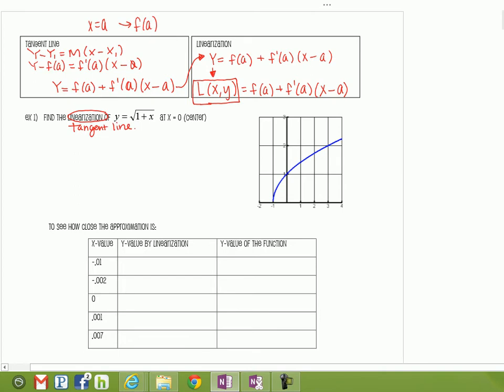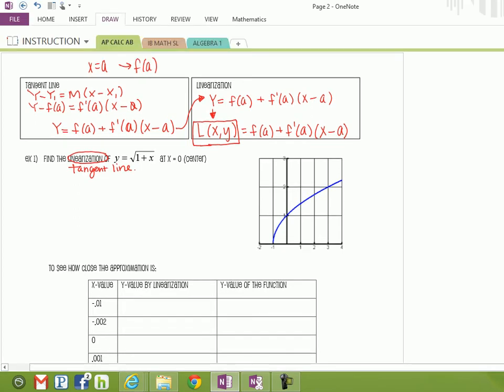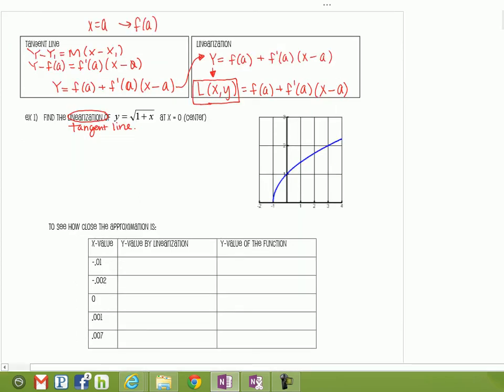What does that mean? It means just find the tangent line. Alright, so the tangent line says I need y of 0, centered at 0. y of 0 is equal to 1 plus 0, which is 1. y prime of x, chain rule, there's your power. Leave the inside alone, times the derivative of the inside. y prime of 0 is equal to 1 over 2 root of 1 plus x, which gives us 1 over 2.